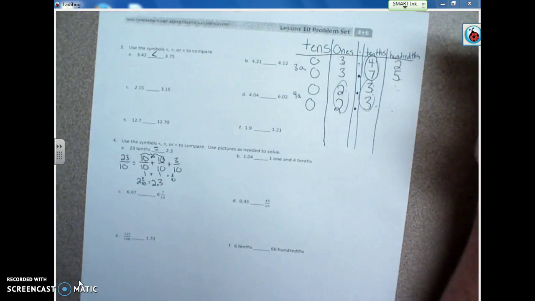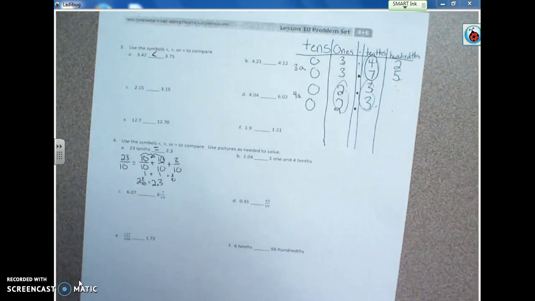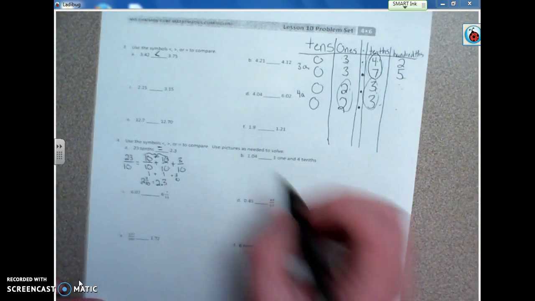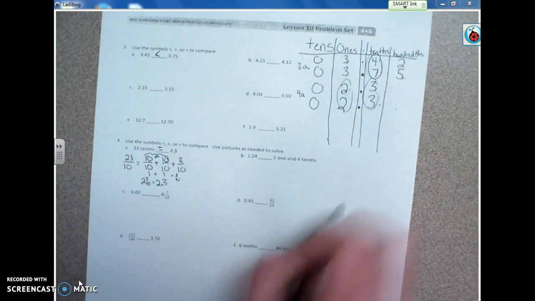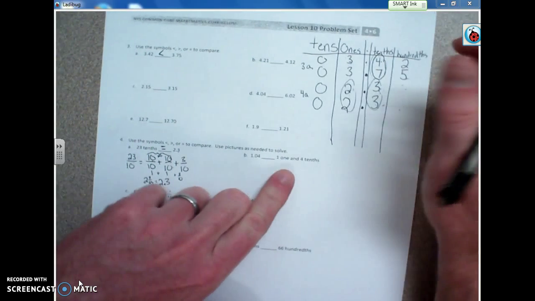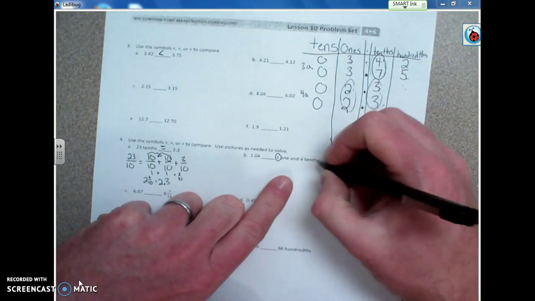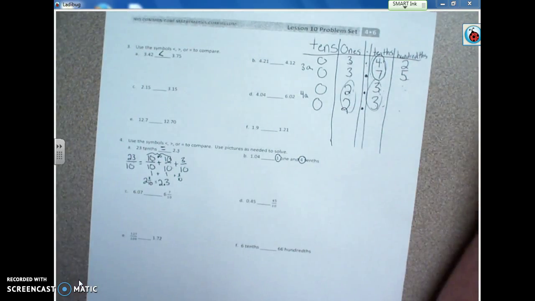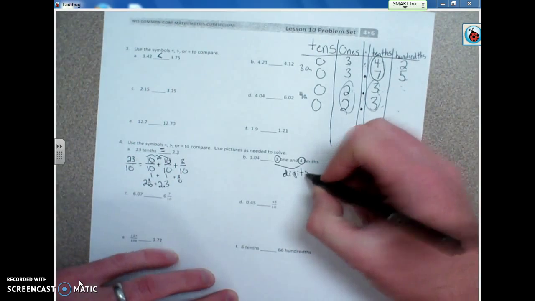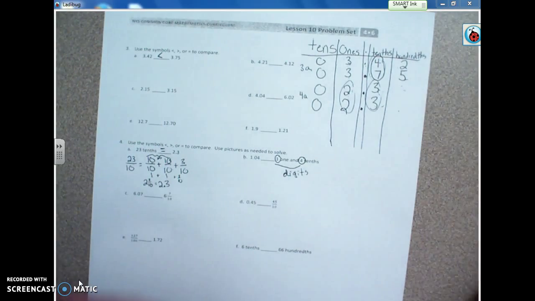All right, let's look at 4B. I have 1 and 4 hundredths compared to 1 and 4 tenths. This one is in place value form, but I see a digit and a digit. Since these are both digits, I can just write that as a decimal.